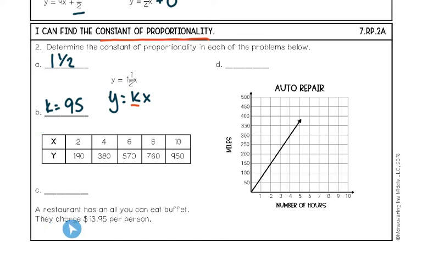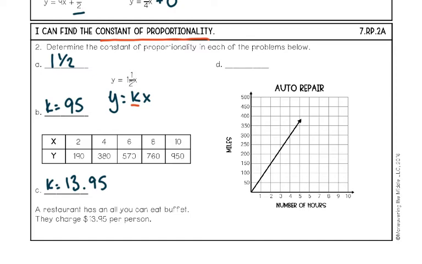For C, it says a restaurant has an all-you-can-eat buffet. They charge $13.95 per person. Remember, the constant of proportionality is just the unit rate. This is $13.95 per one person. So the constant of proportionality is also $13.95. And then let's look at it in the graph. So in this graph, we know the constant of proportionality is per every one thing.